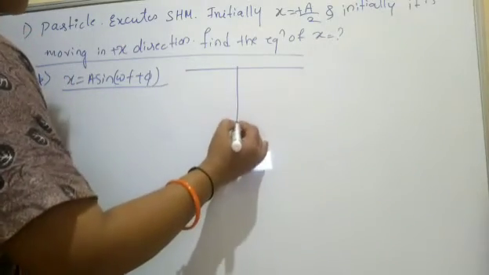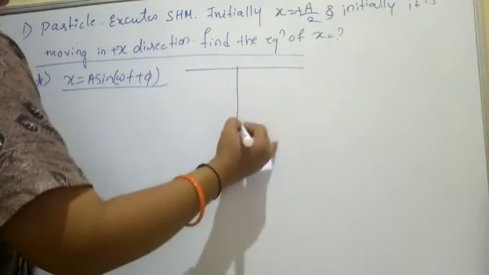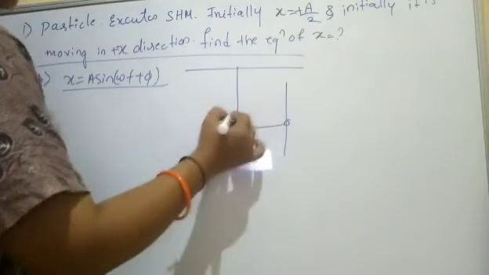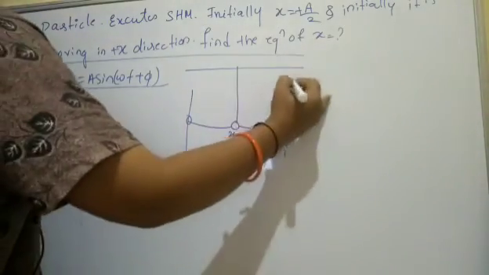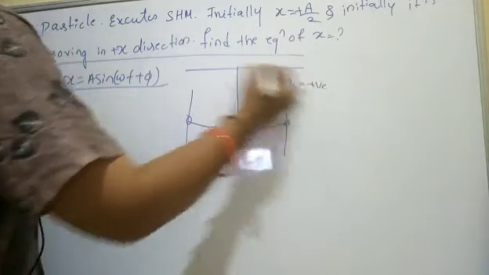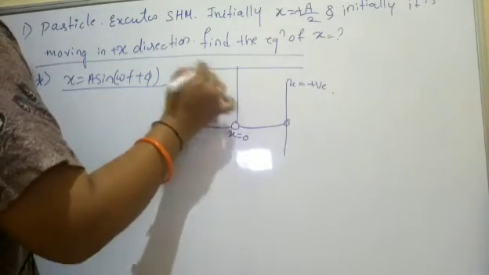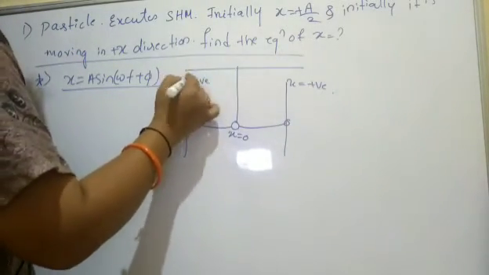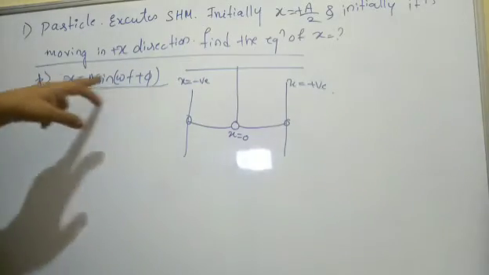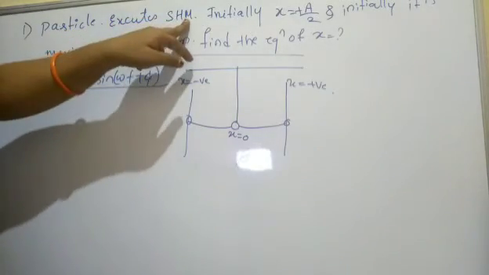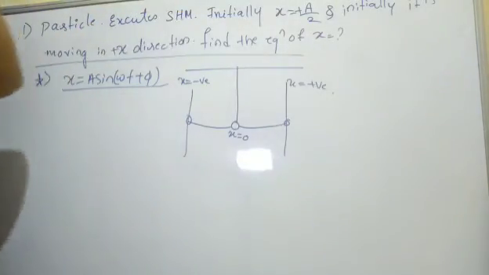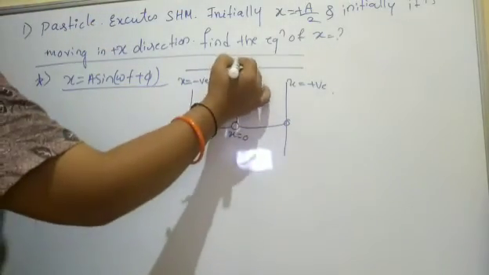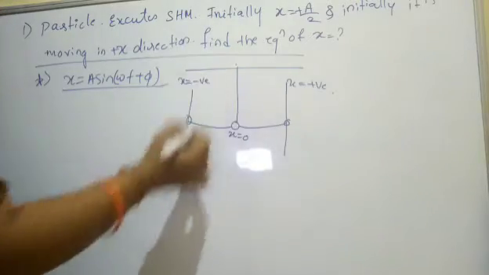Always you have to be perfect with the diagram. I mean, solve the problem diagrammatically. We know almost half of the solution is completed by solving the diagram, right? So initially, look at the particle executing simple harmonic motion. Initially x is equal to a by 2, which means the particle is not at the mean position.